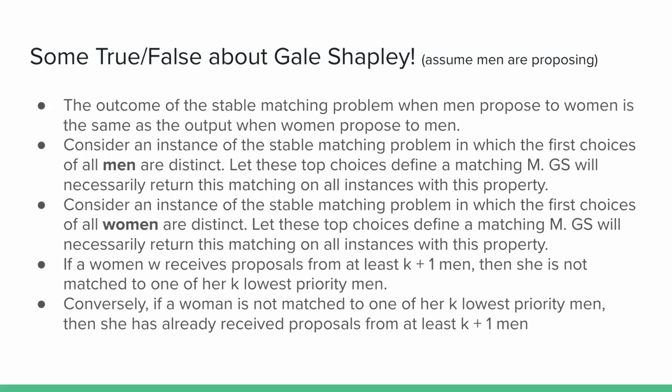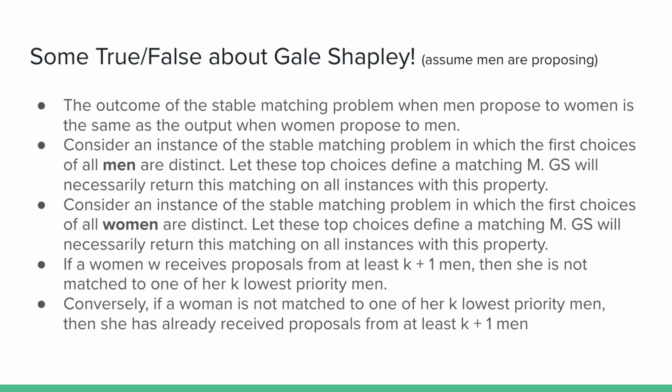Okay, and then let's do some true false for Gale-Shapley as well, just to make sure everyone understands it. The first one, the outcome of the stable matching problem when men propose to women is the same as the output when women propose to men. True or false? False. Consider an instance of the stable matching problem in which the first choices of all men are distinct. Let these top choices define a matching M. Gale-Shapley will necessarily return this matching on all instances with this property. True or false? True. Yep.